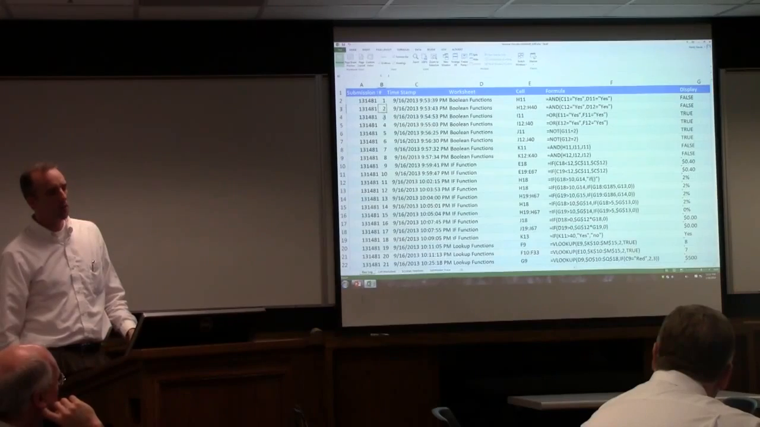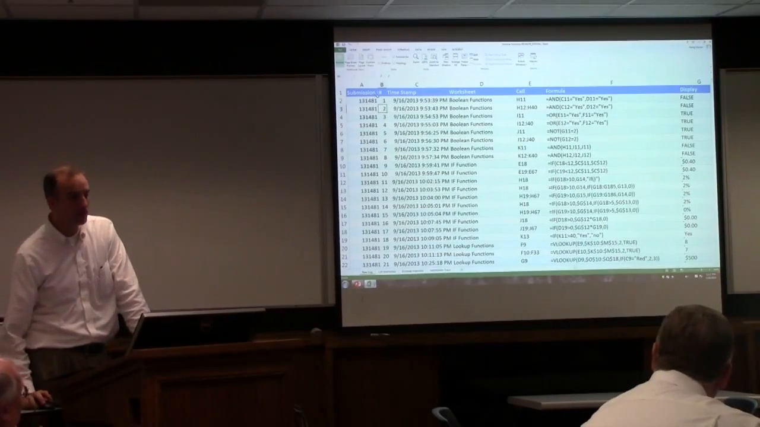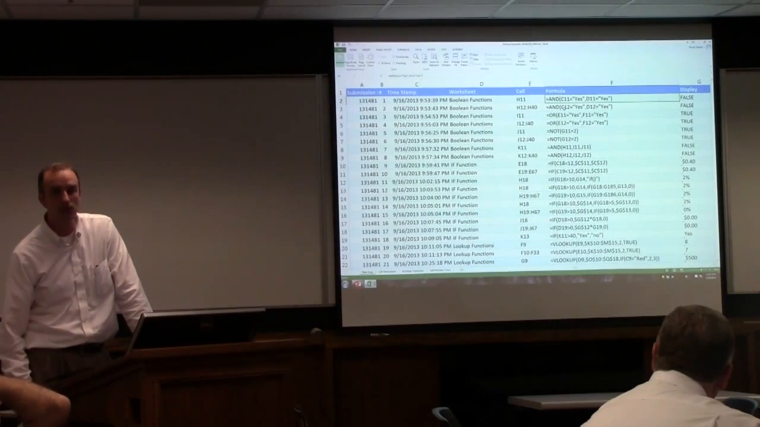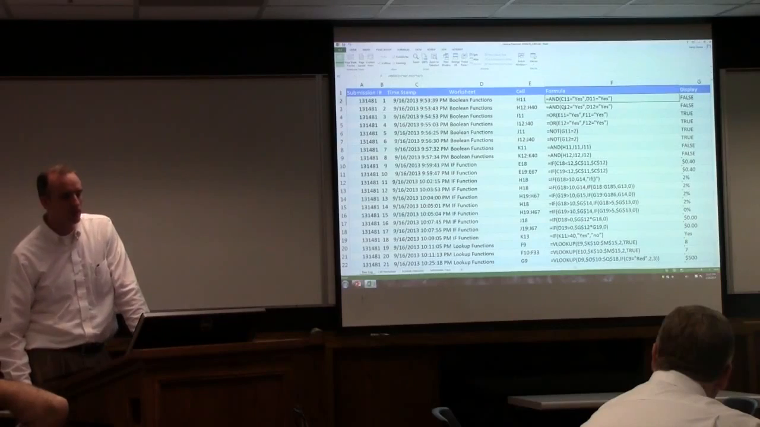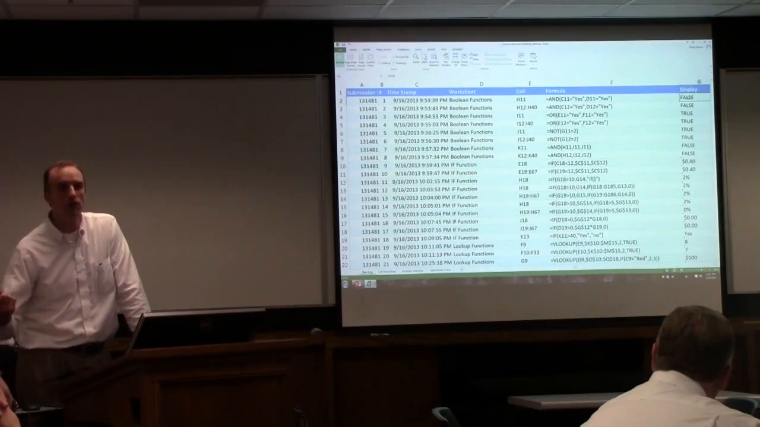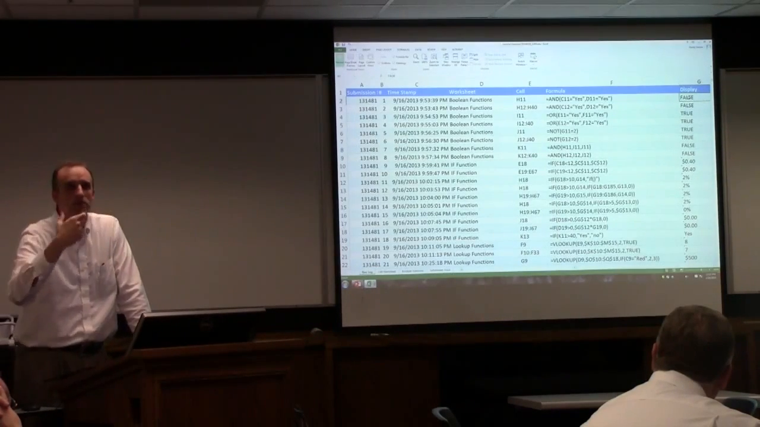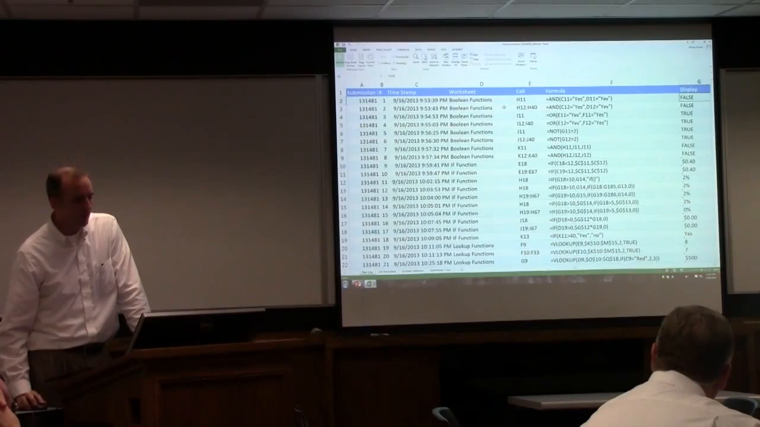These actions correspond to every action the student takes in that file. For example, the first action the student took was in the H11 cell in the Boolean functions worksheet, and this is the formula they typed in. It was an AND function. They typed in open parentheses, C11 equals "yes", D11 equals "yes", close parentheses. Then this column is the display, the return that Excel makes in that cell. When we put in a function, Excel performs the function and then displays the result. So this is the data.